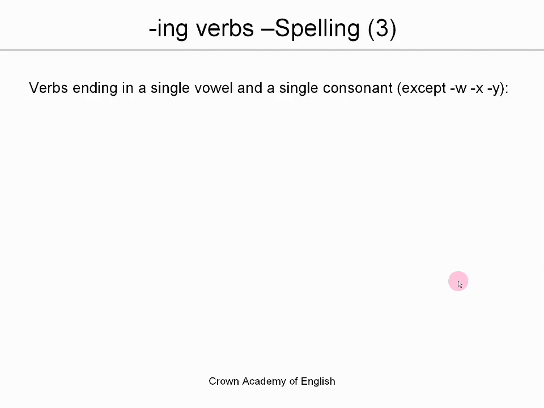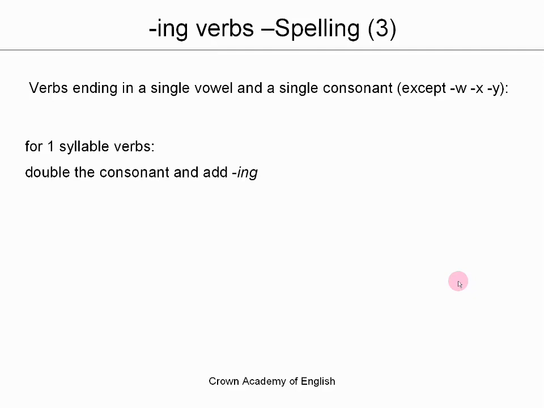This is where it gets a little bit more complicated. So verbs that end in a single vowel and then a single consonant, except W, X and Y, if it is a single syllable verb, so if the verb just has one syllable, just one sound, then we double the consonant and then we add ing.